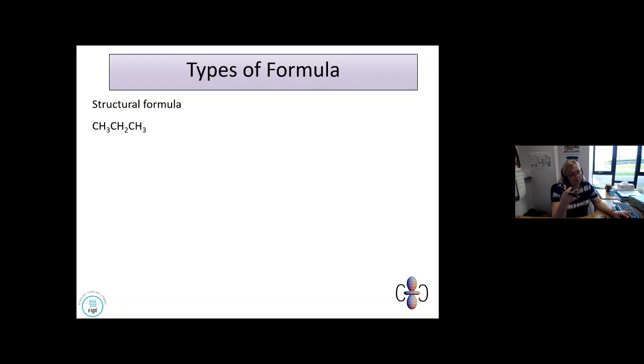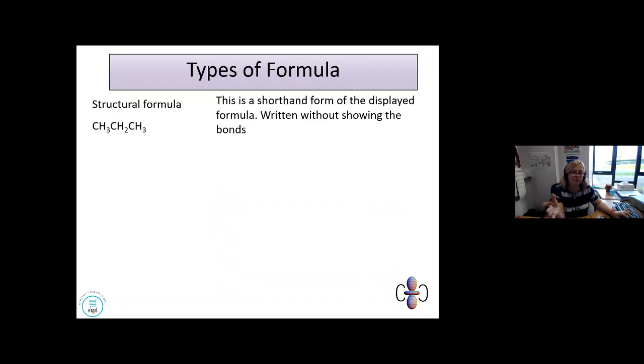Structural is a bit like a displayed, I suppose, but instead of drawing it, you simply list what's present in each carbon. So you take each carbon in order. It's like the shorthand version, I suppose, of the displayed formula. So you write each carbon in order, what is attached to it, go on to the next one, what is attached to it. So CH3, CH2, CH3, it's a shorthand version. It's not that much shorter though, so some would argue what's the point.